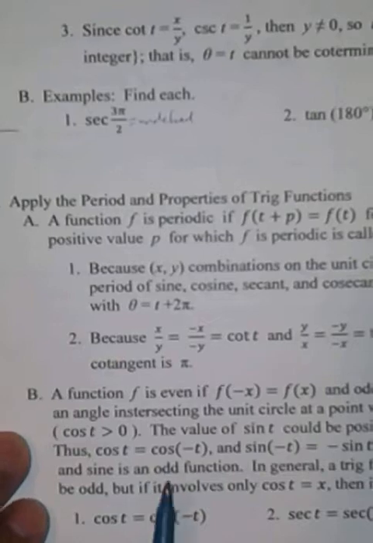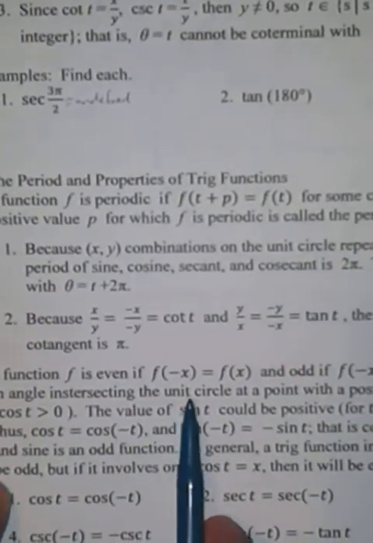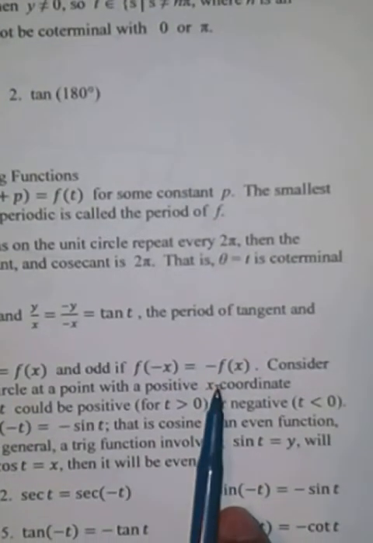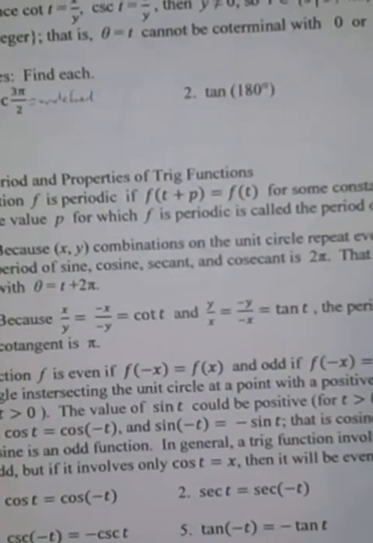All right, let's go on to B. A function f is even if f of negative x equals f of x, and odd if f of negative x equals negative f of x. You might remember that from the previous course.